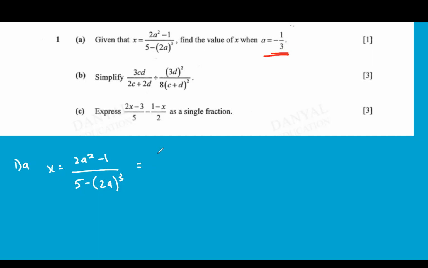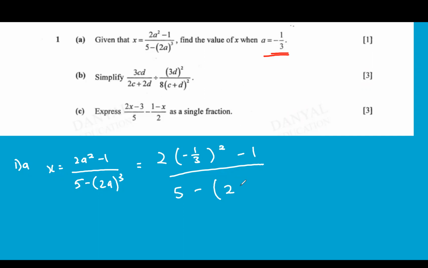So basically, I will have all my a being replaced by negative 1/3, to the power of 2 here, and then here I will have 5, and then minus. In this case, it means that my 2 is not 2 and minus 1/3, because I see some of the students making this kind of mistake.